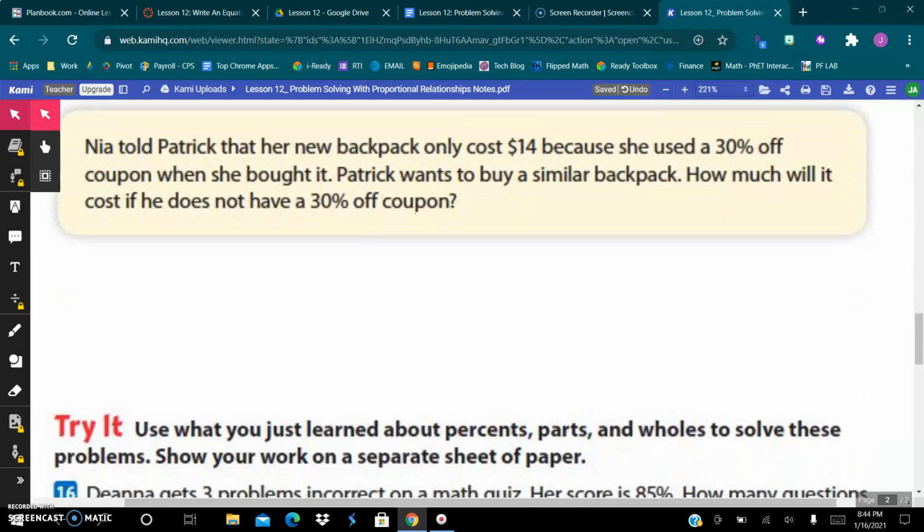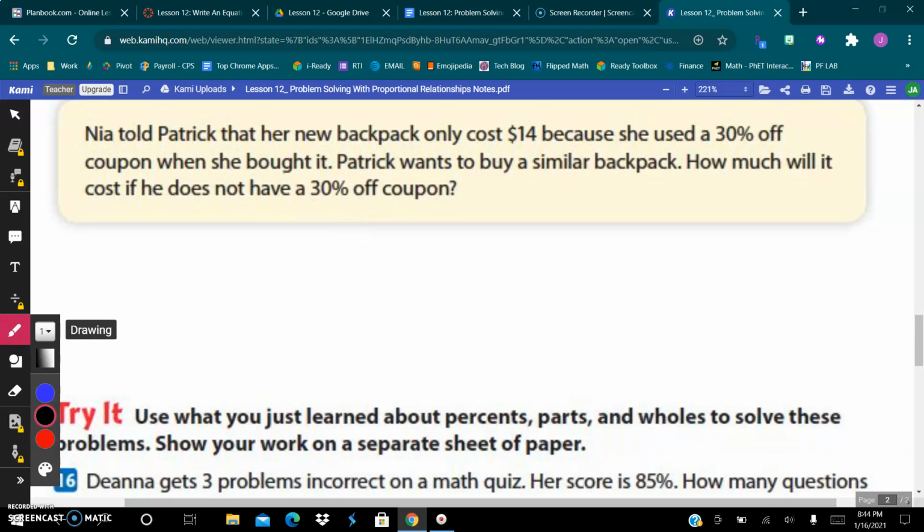All right. Mia told Patrick that her new backpack only cost $14 because she used a 30% off coupon when she bought it. Patrick wants to buy a similar backpack. How much will it cost if he does not have the 30% off coupon? So in other words, what's the original cost of this backpack? So if you noticed, we took the original amount times our percent, and that gave us our sale price.